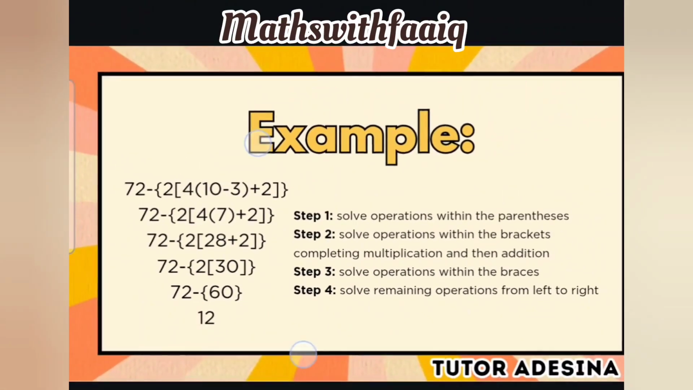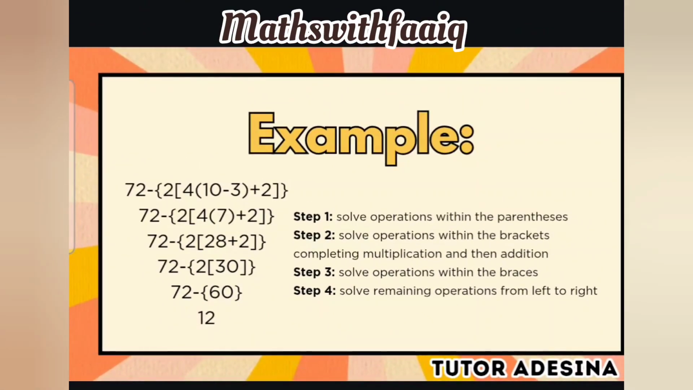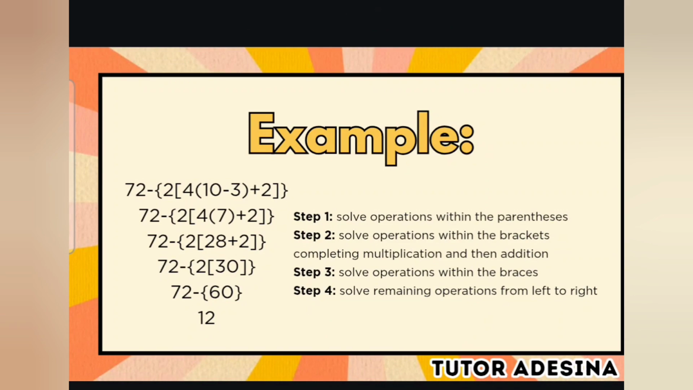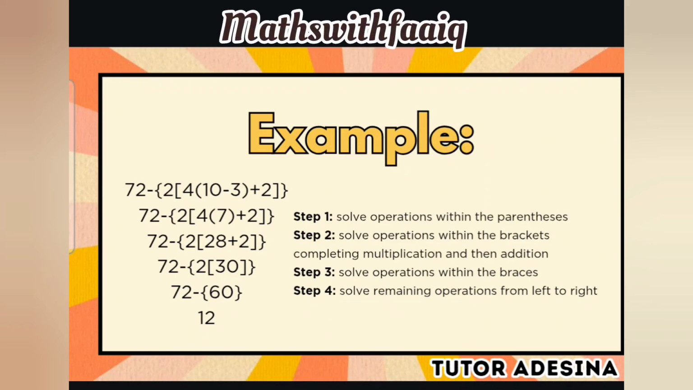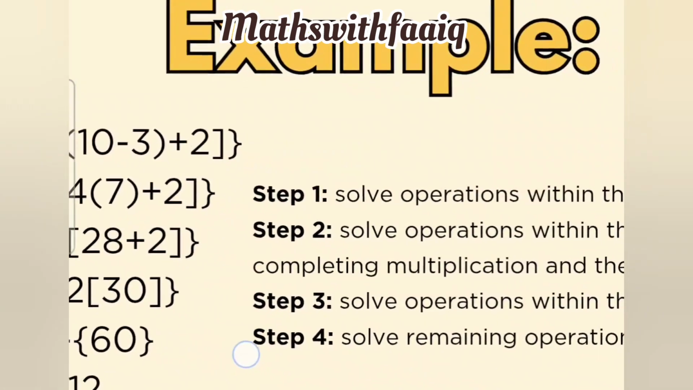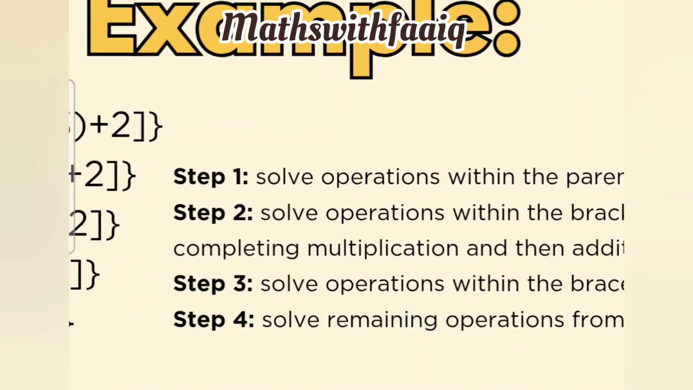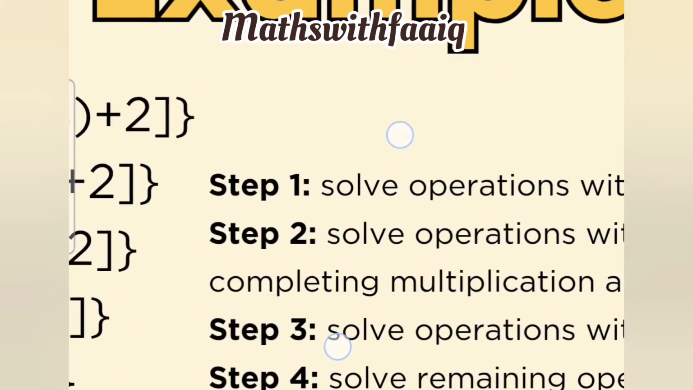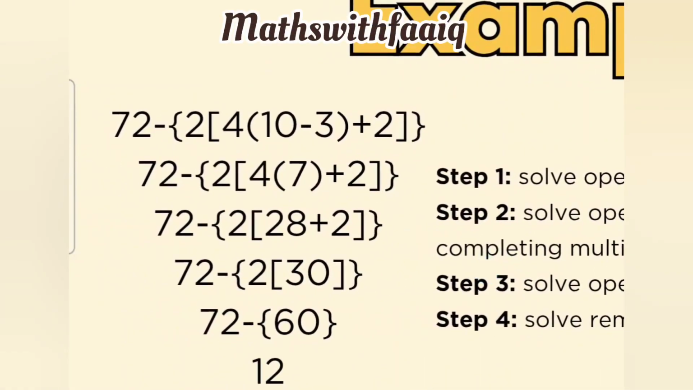So to solve this example now, the first thing we are going to do is to solve the operation within the parentheses. So the parentheses here is referred to as the inner bracket. So we have to solve the one that is in the inner bracket, which is 10 minus 3. And 10 minus 3 gives us 7. So after that, we solve the one that is within the bracket. As you can see, after the inner bracket, the next bracket is the one that has 2 outside.